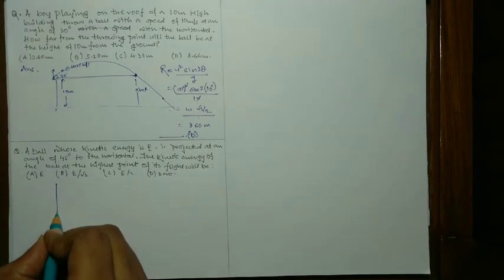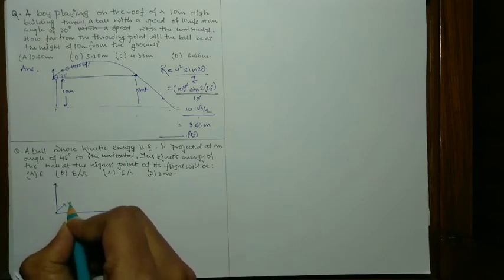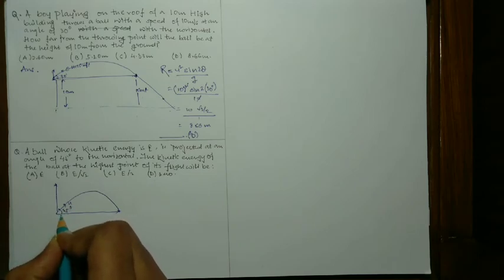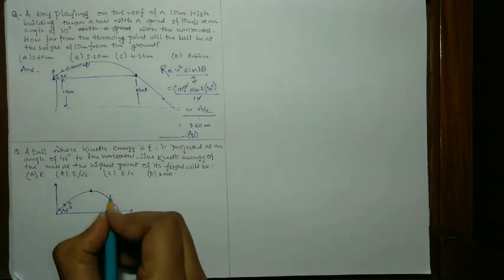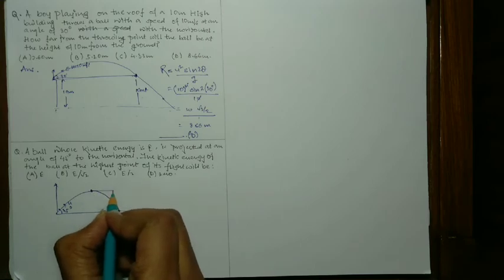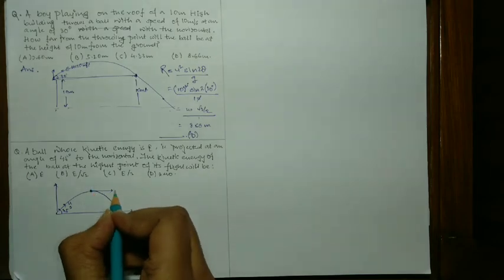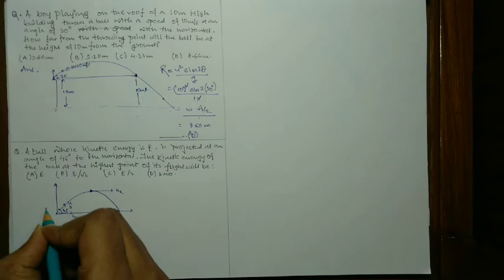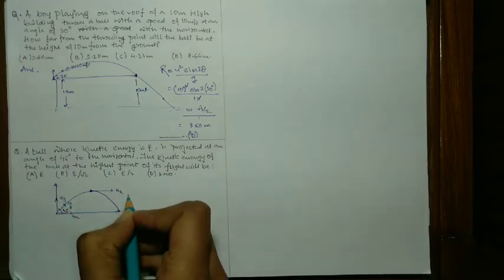Suppose this is the projectile, and it's projected with u, and it follows the path like this, and the angle of projection is 45 degree. We are asked about this highest point. Now we know from the property of projectiles that at the highest point the only velocity which is left is the horizontal velocity, ux. At the start both ux and uy are there, but here only ux is left, right?